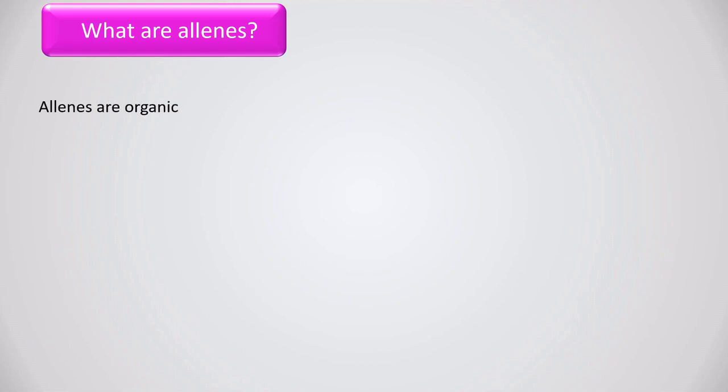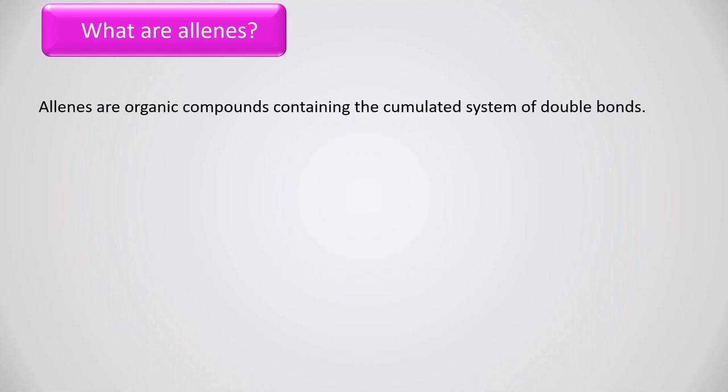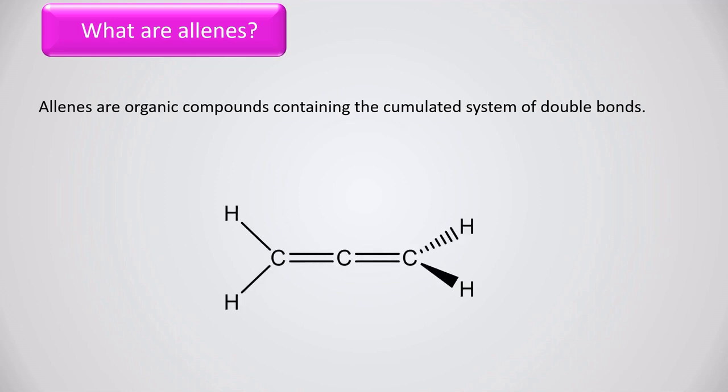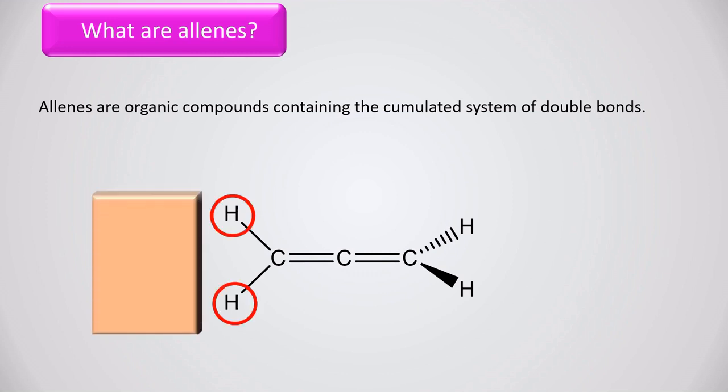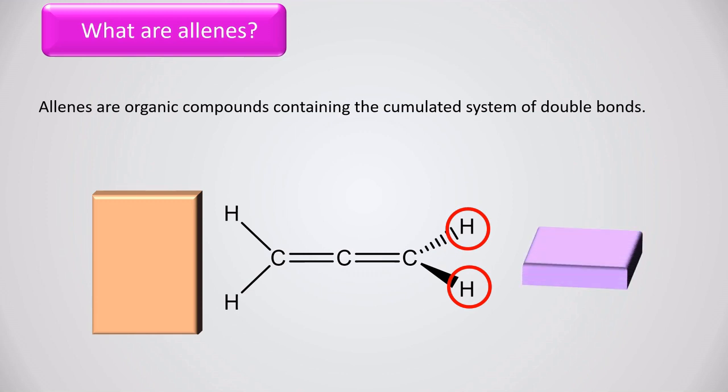Allenes are the organic compounds containing a cumulated system of double bonds. The simple allene is as represented below. The two hydrogens which are shown on the left hand side are in the plane of the paper. The remaining two hydrogens which are shown on the right hand side are in a plane perpendicular to the plane of the paper.